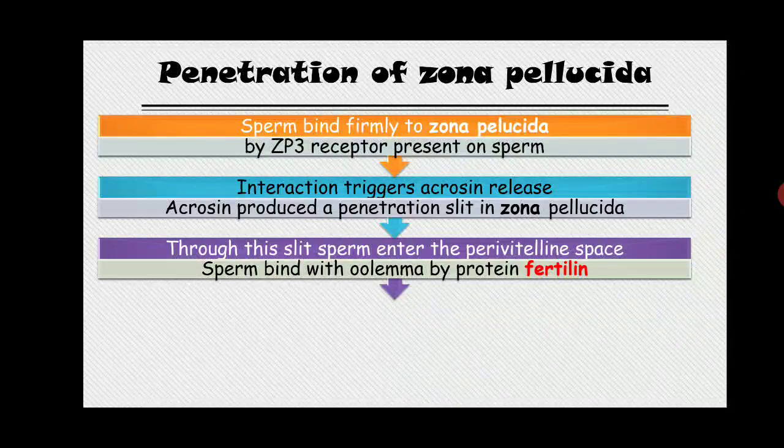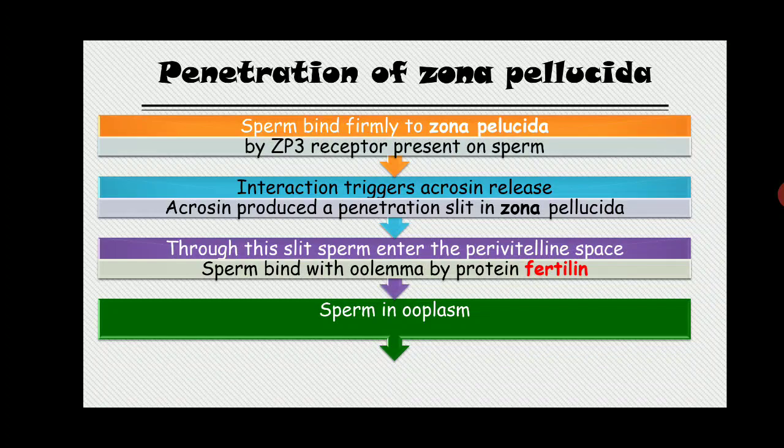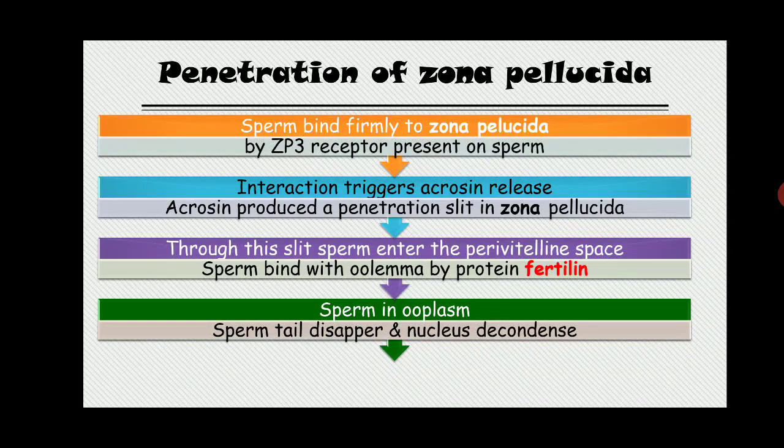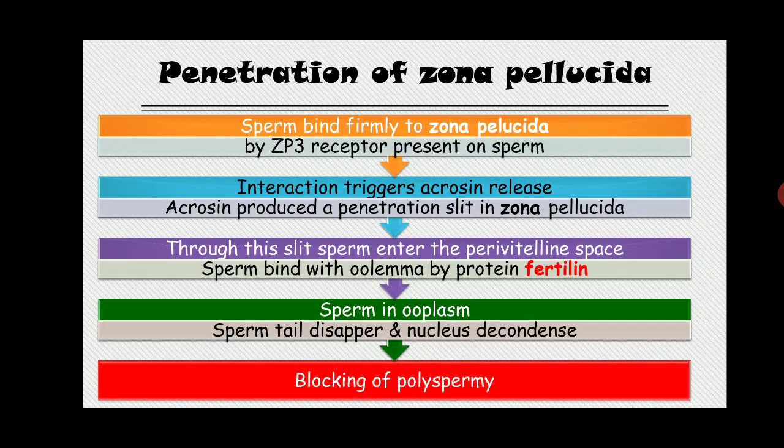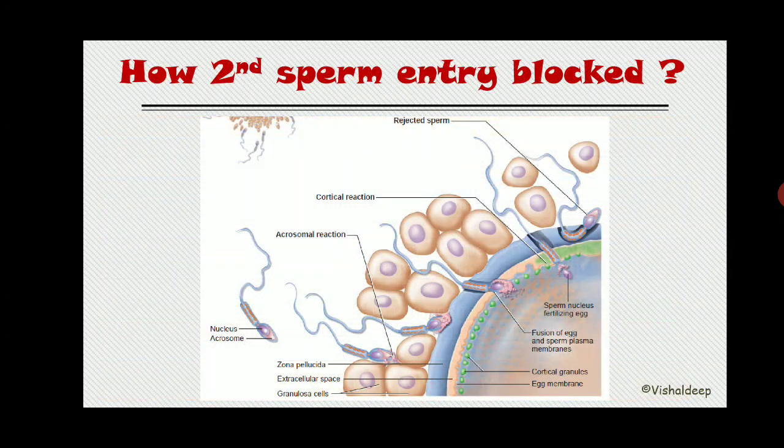Now once it binds with the protein fertilin, the head of the sperm will eventually enter inside the oocyte. So once the sperm is inside the ooplasm, or the cytoplasm of the oocyte, the sperm tail becomes dislodged and disappears, and the nucleus becomes decondensed. And once this happens, there is a blocking of the polyspermy. Now the meaning of blocking of the polyspermy is to block the multiple entry of multiple sperm in a single ovum, right? So this is the next understanding, how the second sperm entry is blocked.